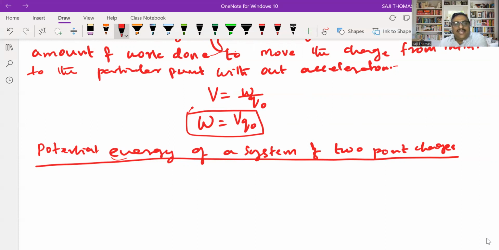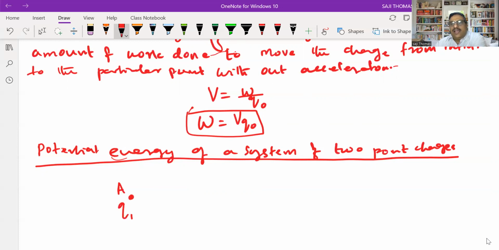So first I am bringing a charge Q1 from infinity to this point A. What is the amount of work needed? We assume that there are no other charges. We move Q1 from infinity to the point A. Since there are no other charges, there is no other field. So work done to bring charge Q1 from infinity to the point A is 0.